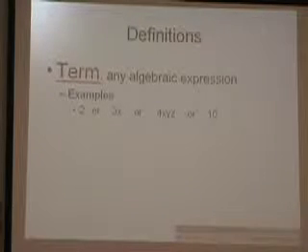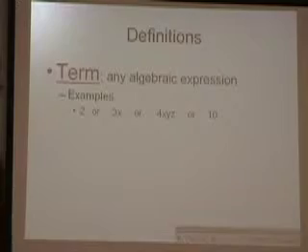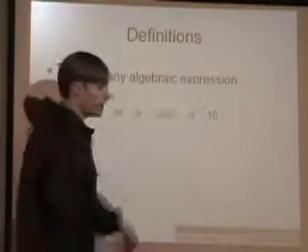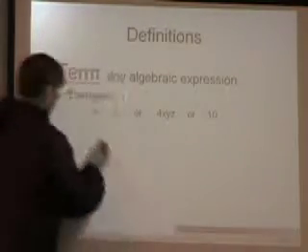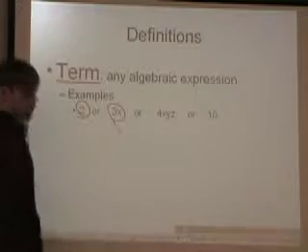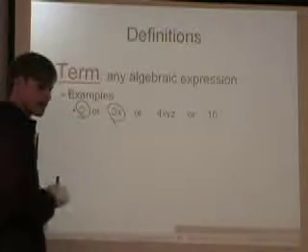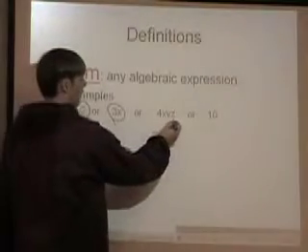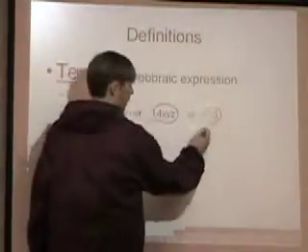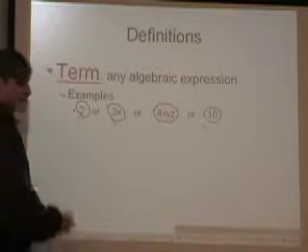Now we need to define what a term is. Let's read what this says. A term is any algebraic expression. Here's some examples. The number 2, that's a term. 3x, that's a term. 4xyz, that's a term. 10, that's a term.